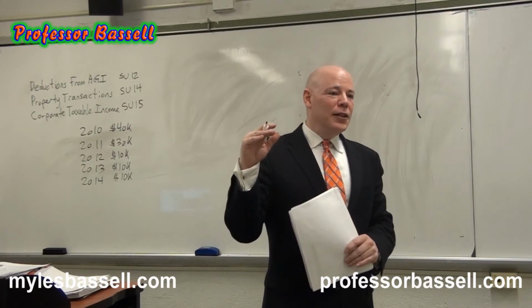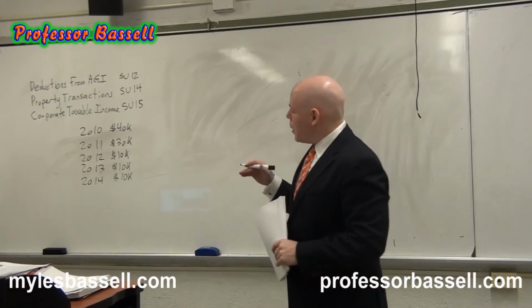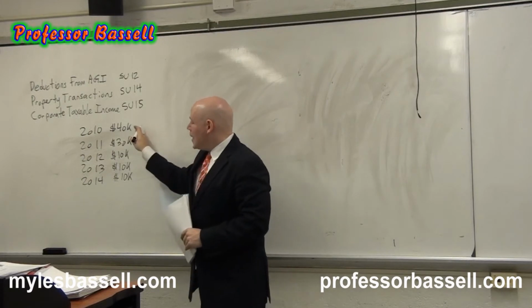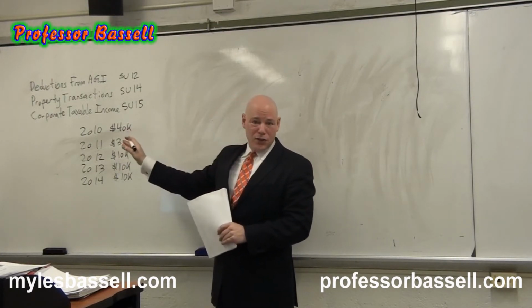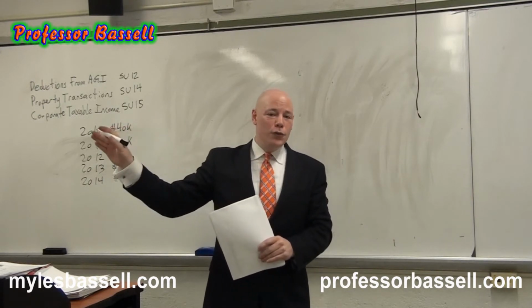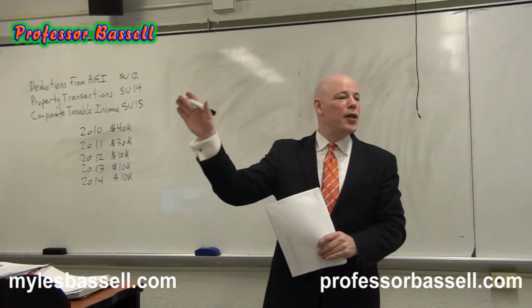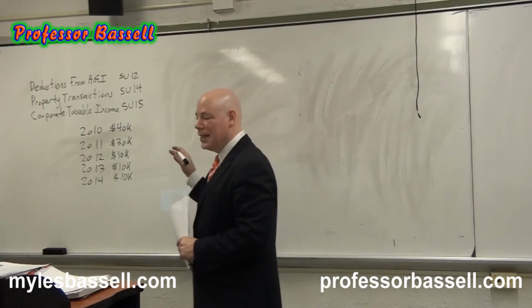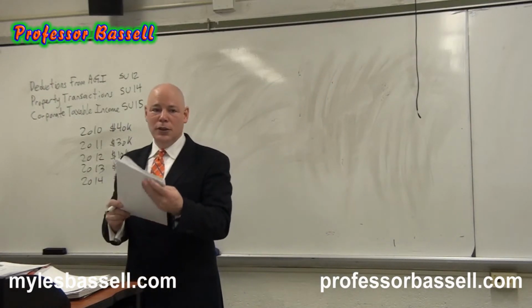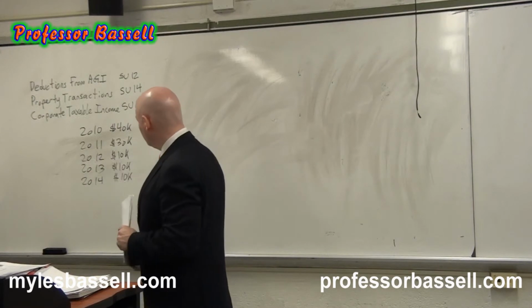They had a 5-year contract. In 2010, they paid $40,000. In 2011, they paid $30,000. In 2012, they paid $10,000. In 2013, they paid $10,000. And in 2014, they paid $10,000. How much is that total?